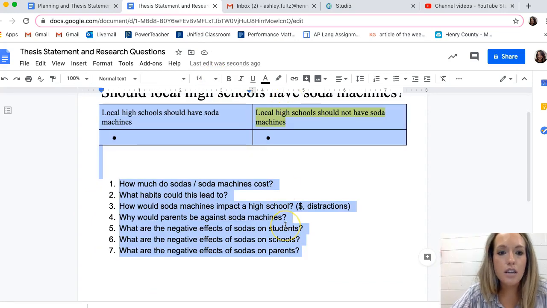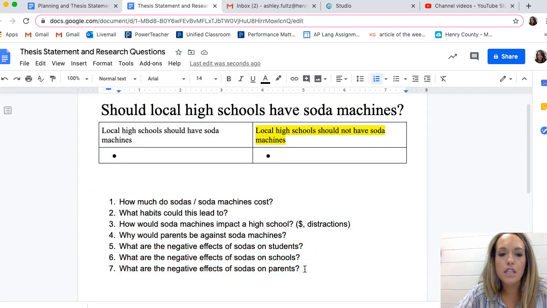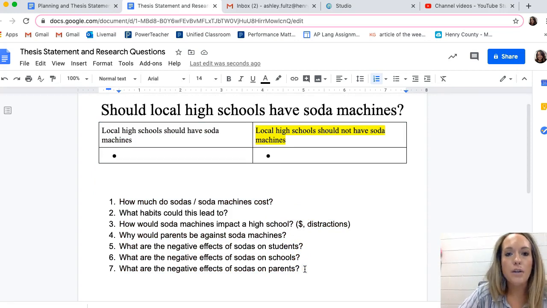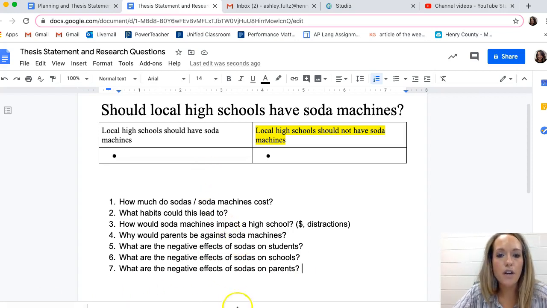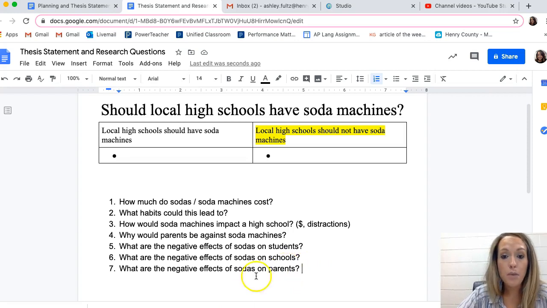Okay, so I'm just going to make this a little smaller so that we can see all of our questions in one space. All right, so here we have all of our questions in one space. As you can see, we have quite a few, and that's fine. If you have more or less, that's perfectly fine. We are going to discuss our next step tomorrow.